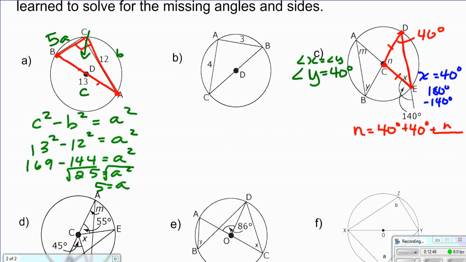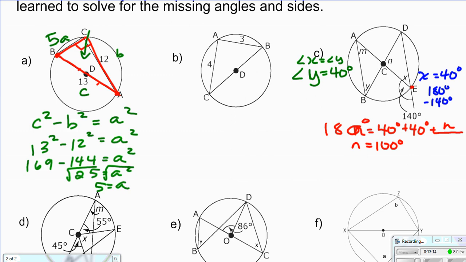Okay, so here I'm going to go N. And so hopefully you can see that the missing piece is 100 degrees. So N is 100 degrees. If we went 180, take away 40, we would be left with 100 degrees. So N is 100 degrees. Okay, we'll do the same for the other missing angle, M.